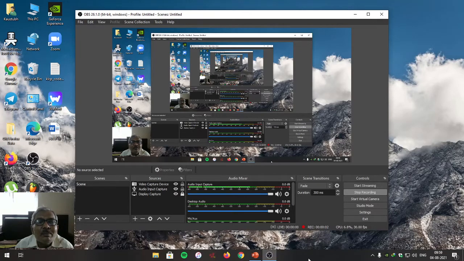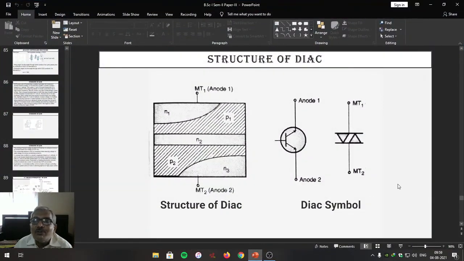Student friends, in last lecture we studied about the meaning of SCR, its construction, its working, its circuit symbol, IV characteristics of SCR and the applications of the SCR.